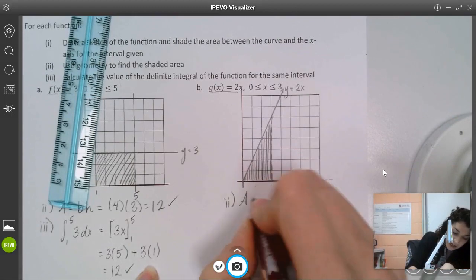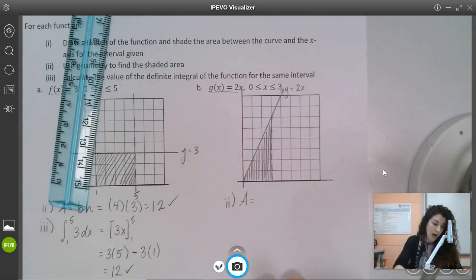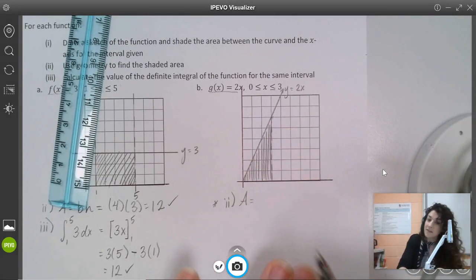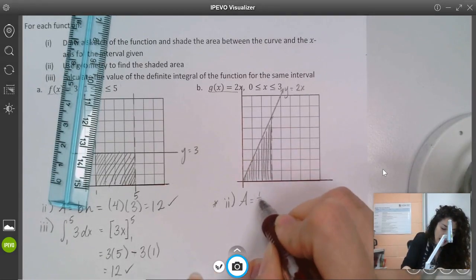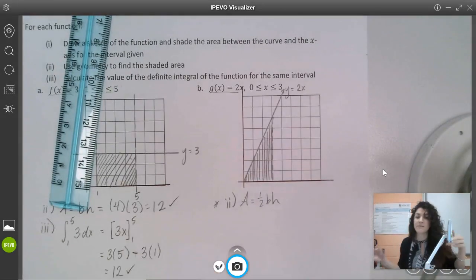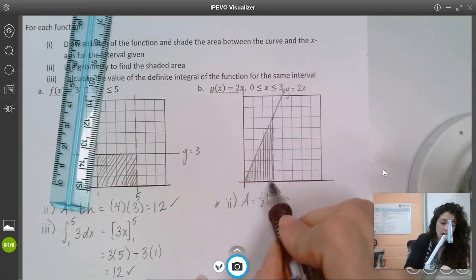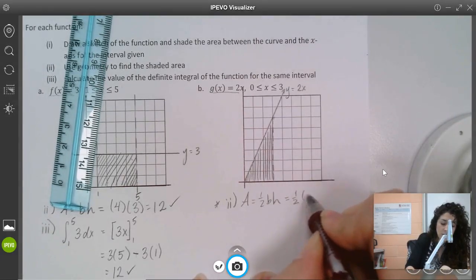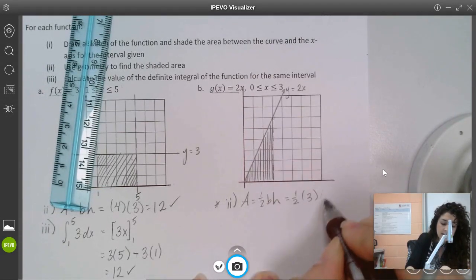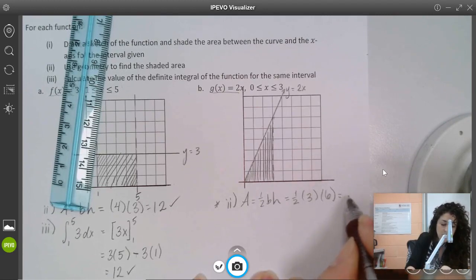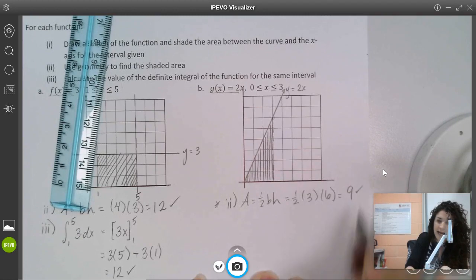Now, the area of a triangle is what? The area of a triangle is 1/2 times base times height, or base times height divided by 2. Totally fine, absolutely the same. In regards to the base is 3 and the height is 6. Which means that we get a total area of 9.